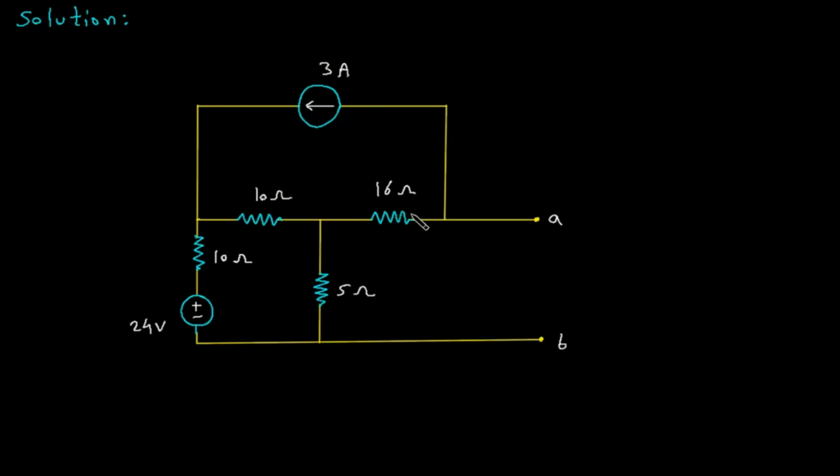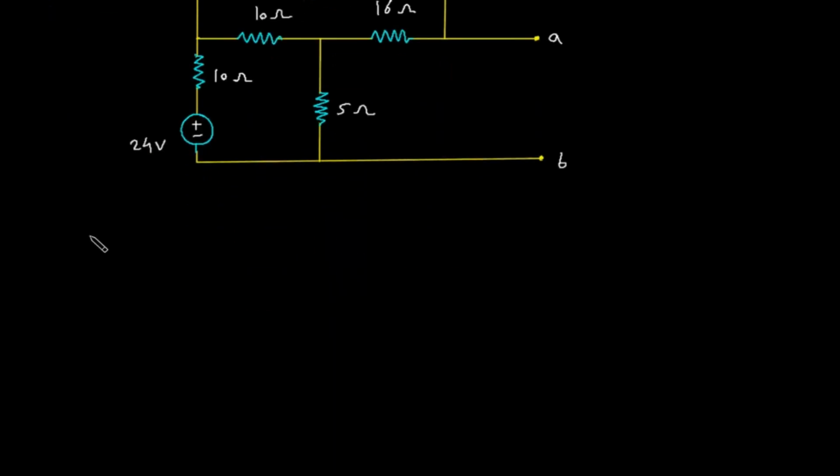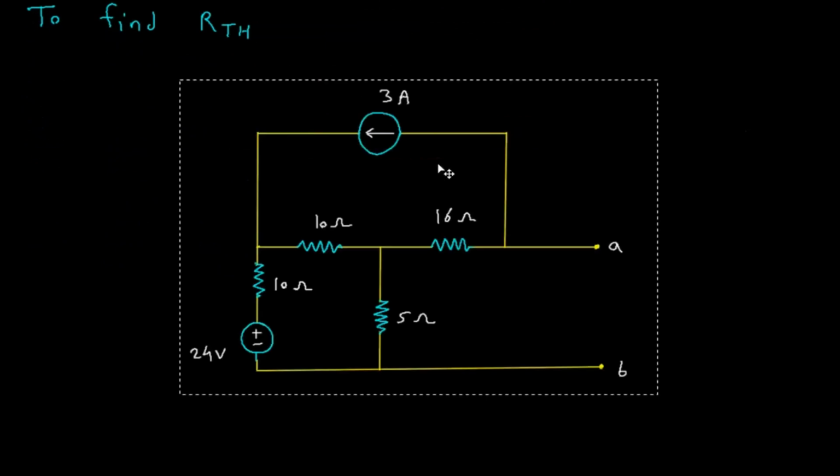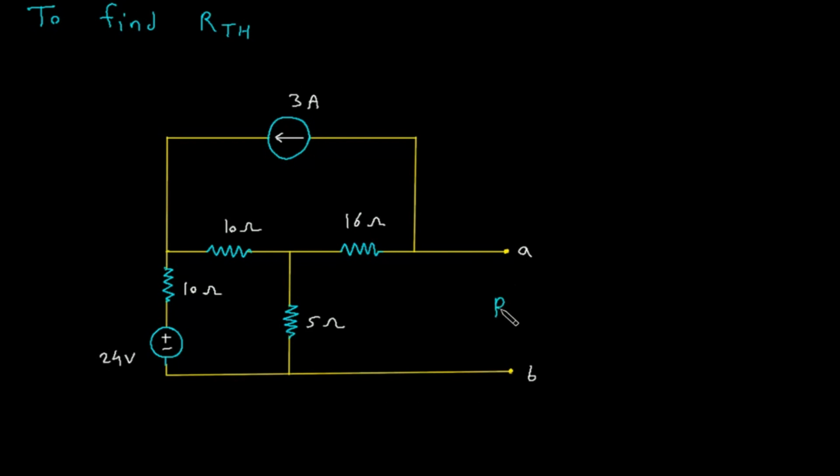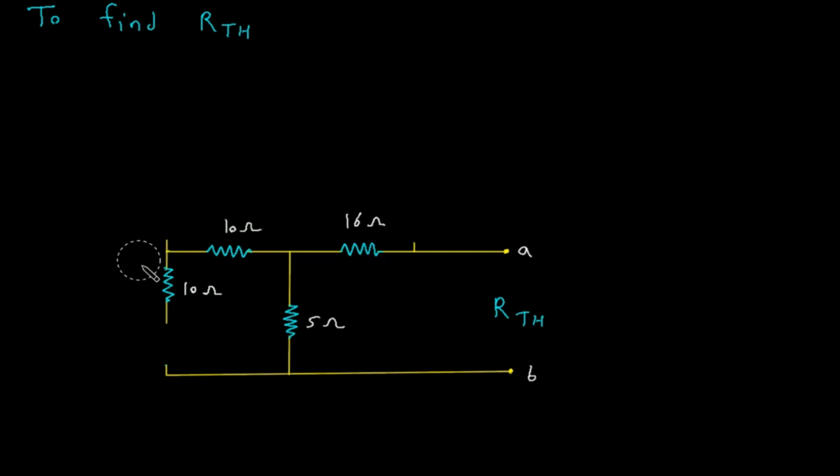Now we will find RTH. So to find RTH, we will consider the following circuit. This will be RTH. Now to find RTH, we will open circuit this current source and short circuit voltage source. This will be short circuited.